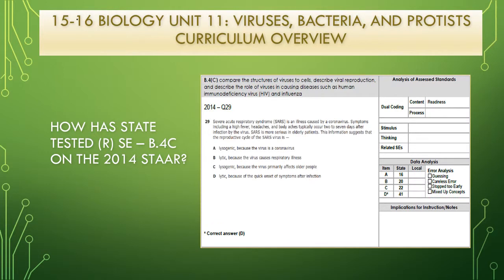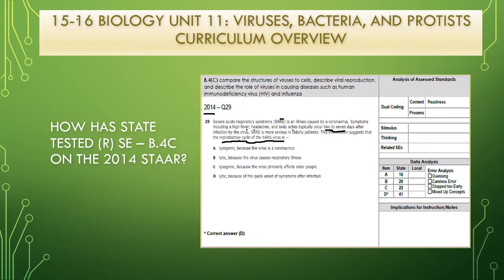Okay, and as we look at the last question over B4C, it is from the 2014 STAR release. Severe acute respiratory syndrome, SARS, is an illness caused by coronavirus. Symptoms include a high fever, headaches, and body aches. Typically they occur 2 to 7 days after infection by the virus. SARS is more serious in elderly patients. The information suggests that the reproductive cycle of the SARS virus is what?